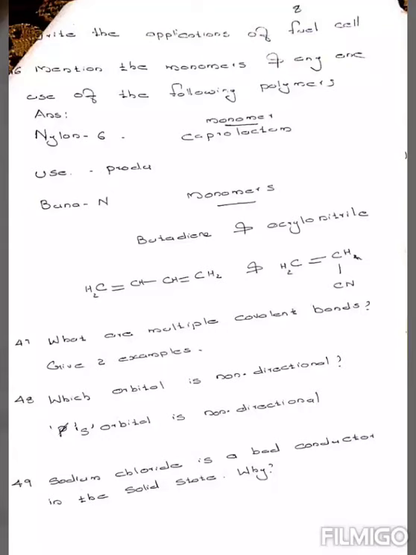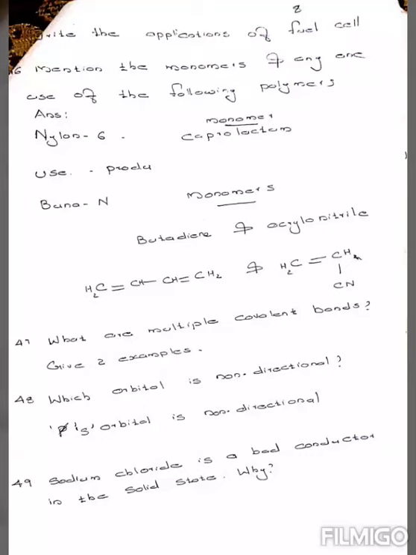Write the application of fuel cell. Next, mention the monomers and any one uses of the following polymers. First one, nylon 6, monomer caprolactam. Buna-N, monomers butadiene and acrylonitrile. Next, what are multiple covalent bonds? Give two examples. Next question, which orbital is non-directional? S orbital is non-directional in nature.